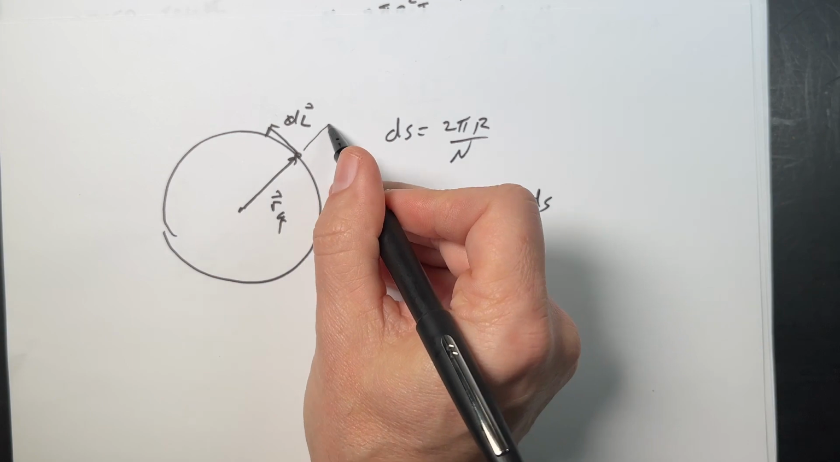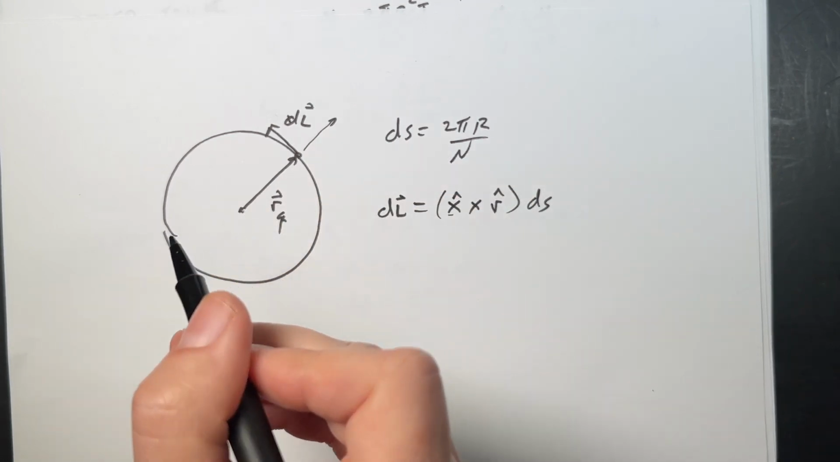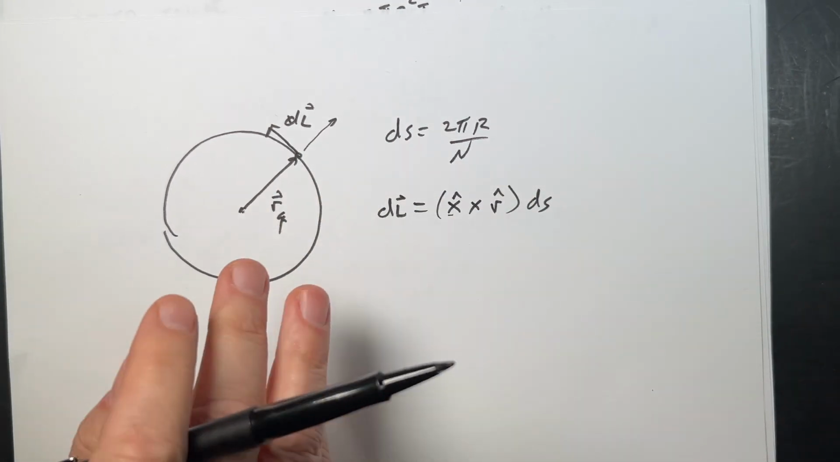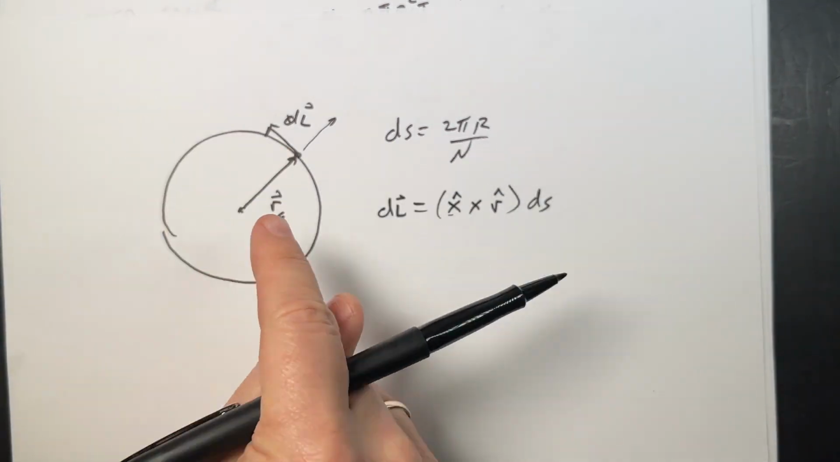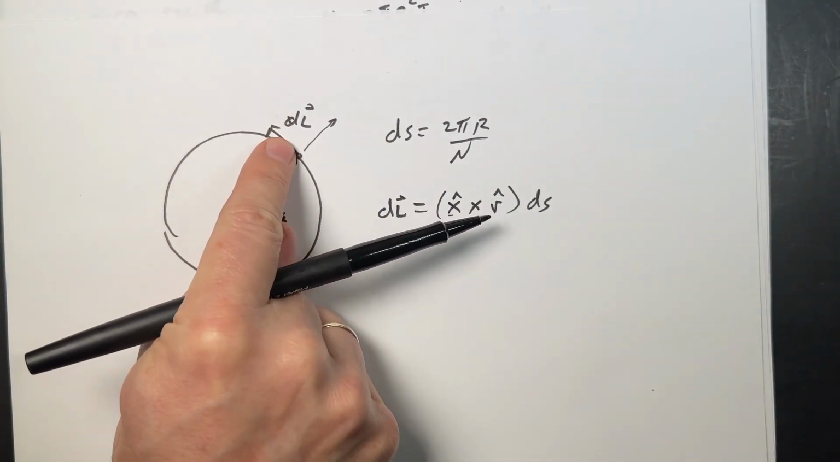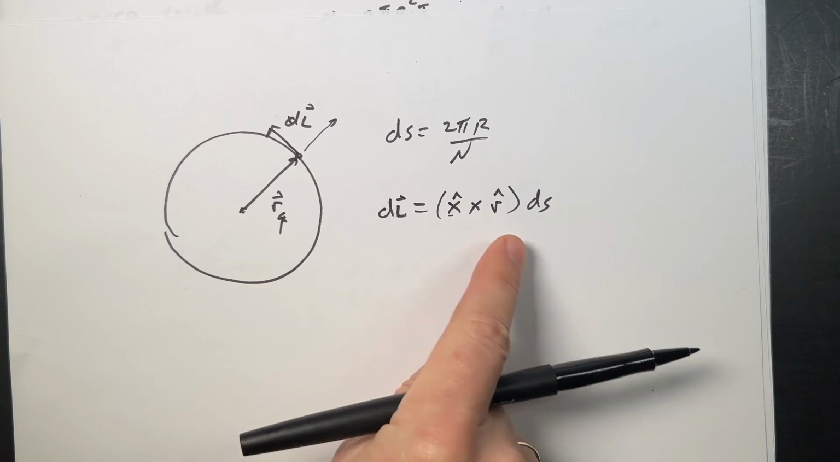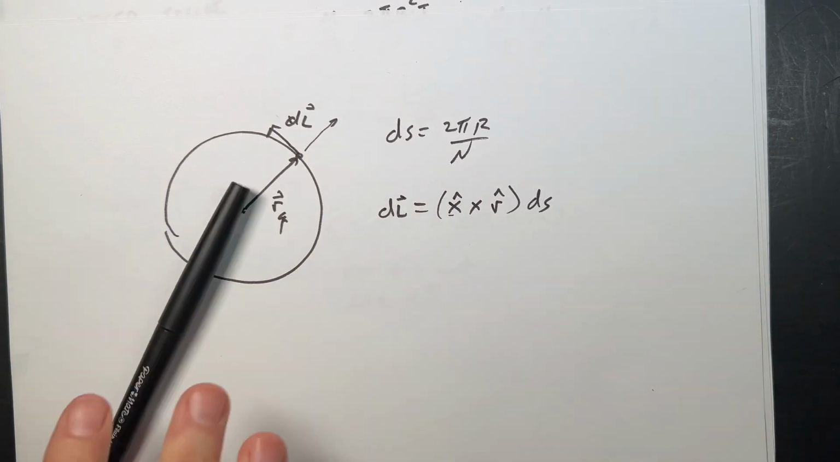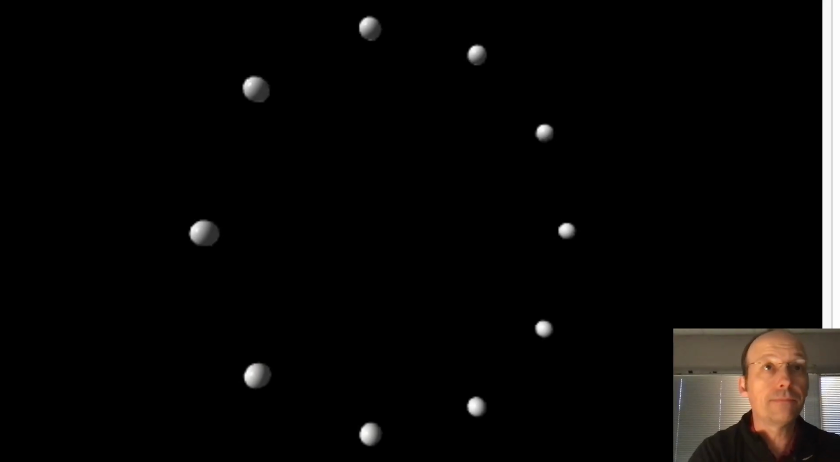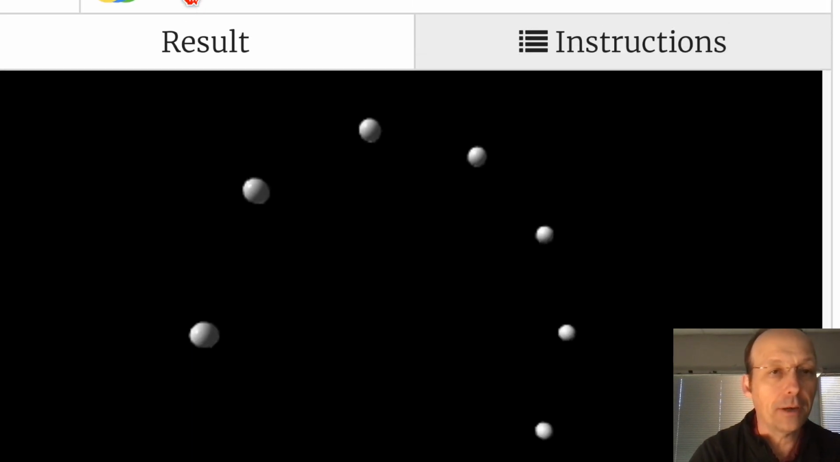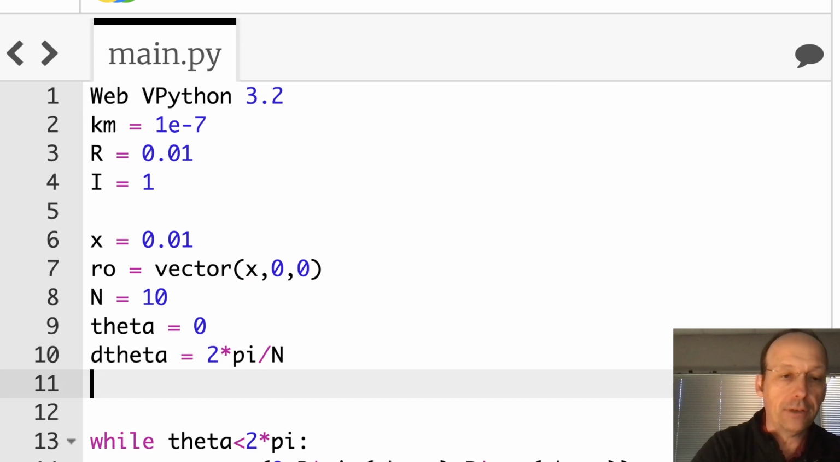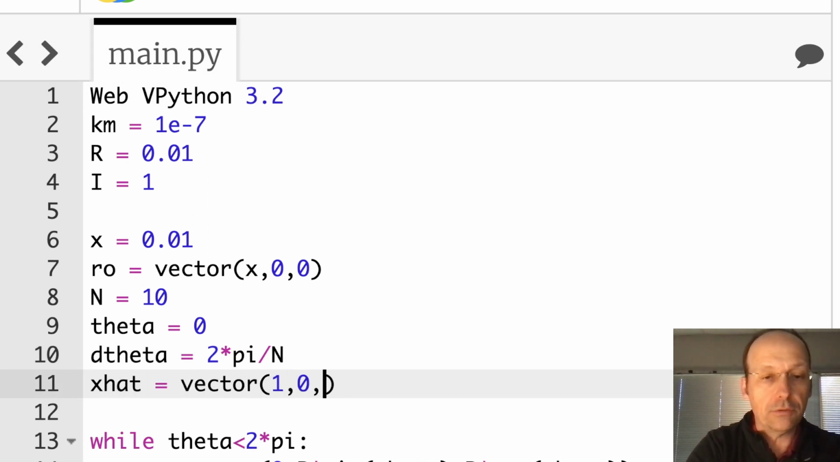So if I have this as the r hat direction, this is my x direction coming out of the paper, and if I do x cross r using the right-hand rule, I get that direction. So that shows me the correct direction by using x hat and r hat. So let's go ahead and make our x hat vector, which we could call something else. Up here I'm going to say x hat is equal to the vector 1, 0, 0.